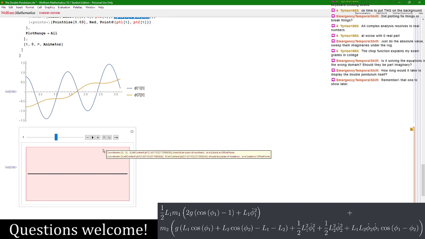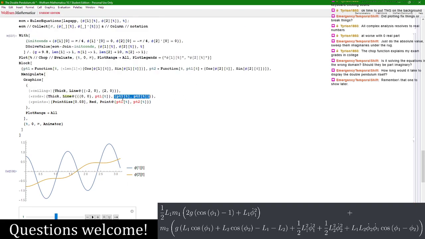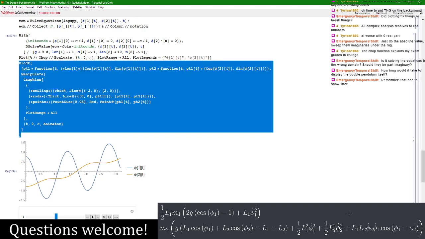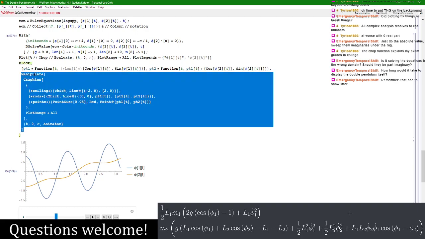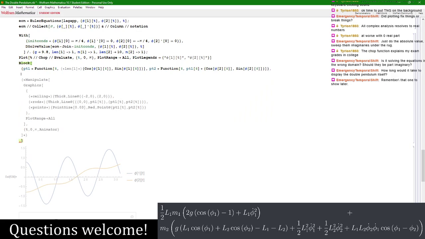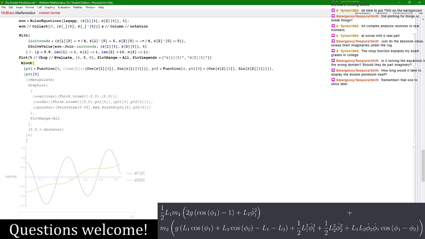Okay, so it's not evaluating PT1 and PT2. Why? Why does it not like this? This is when we comment all that out and do some debugging. PT1 of T. Oops, let me say PT2 of T.